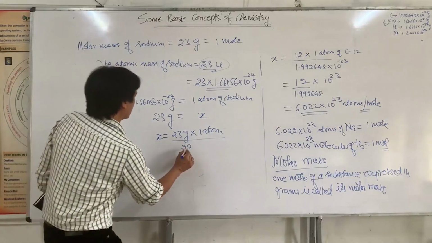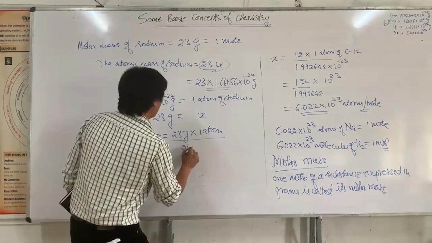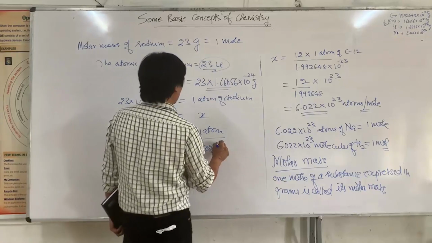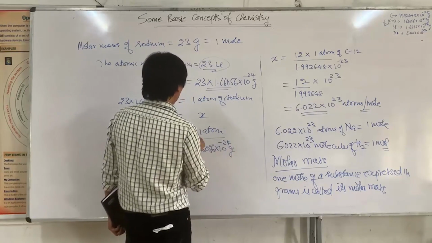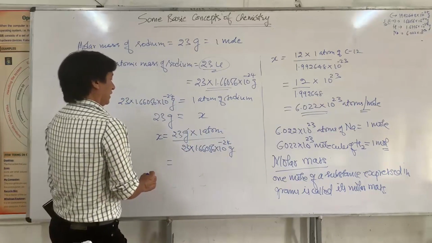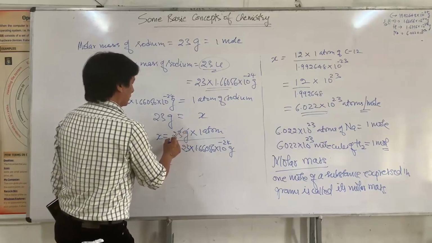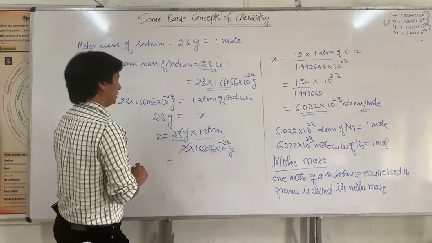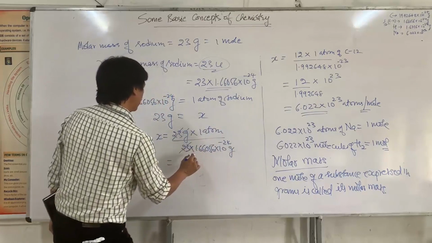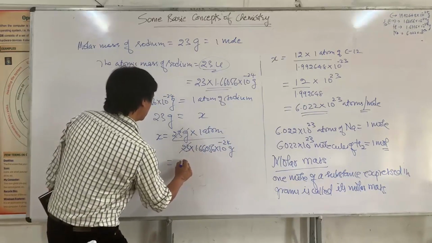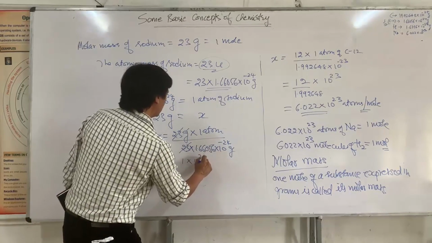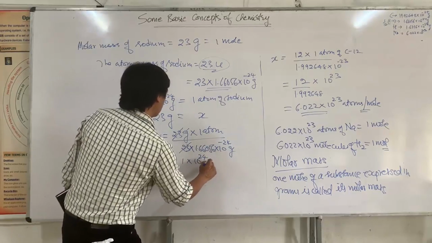23 into 1.66056 into 10 raised power negative 24 grams. The grams will cancel, and when you simplify, it is 23 divided by 23, which is 1. And you have this negative 24, you can take it to the top. So here I'm left with 1 into 10 raised power positive 24 atoms, right?